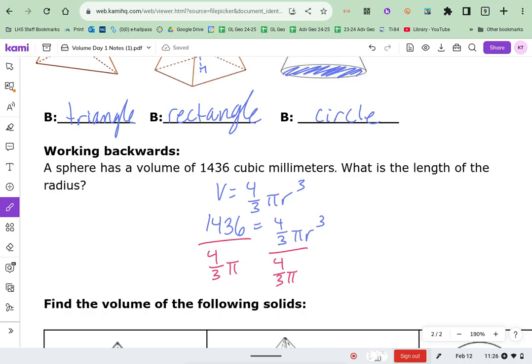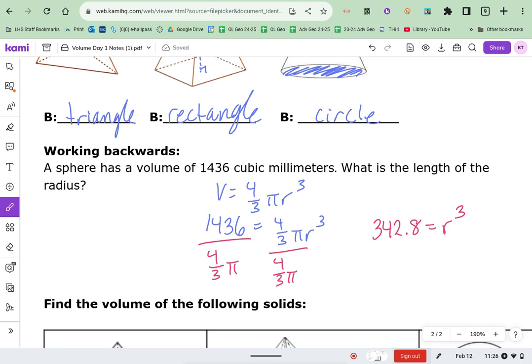Okay, so once we divide by our 4/3 pi, we end up with 0.8 equals radius cubed. If this was radius squared, we would take the square root of both sides to undo the square. How can we undo a cube? Anybody remember? We can do a cube root. Square roots undo squares, cube roots undo cubes.